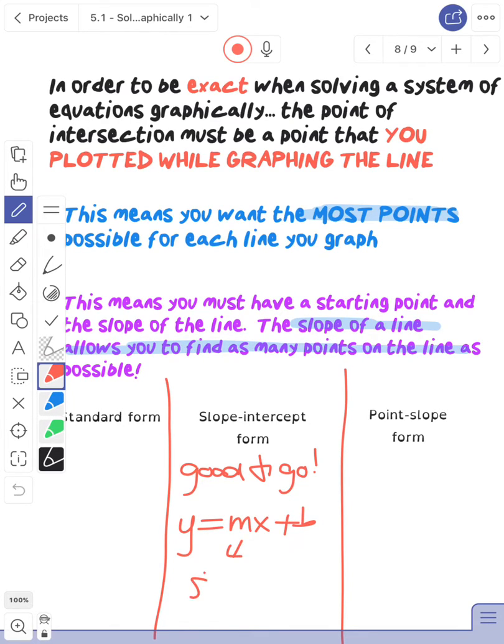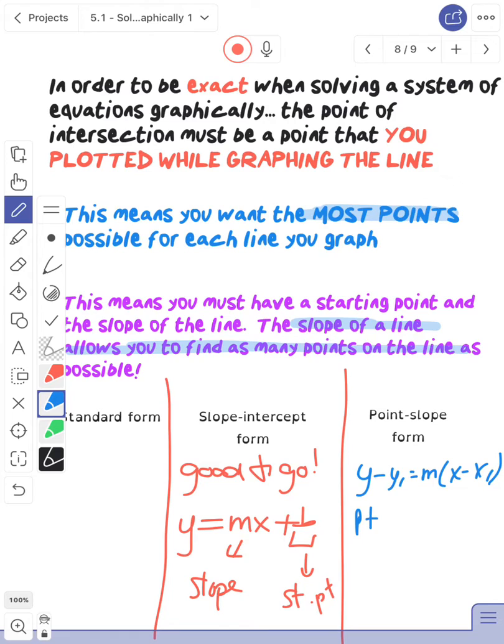So this is our slope, so we can use that to get as many points as we possibly can, and this is our starting point. Same thing with point-slope form. That one's good to go, because again, if we think about the form that's given to us, we already have a point that we can start with, which was x1, y1, but the slope is given. So if we need more points, we can just go ahead and use the slope to get more points.